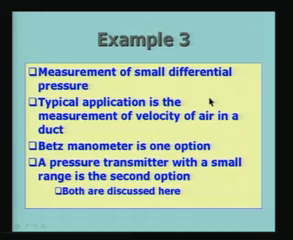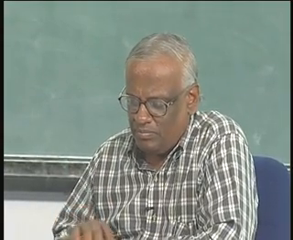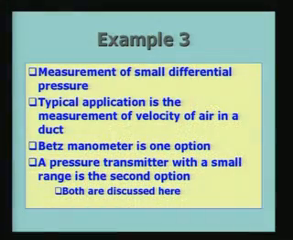The third example I am going to take is the measurement of small differential pressure, delta P, very small delta P. A typical application, of course, is the measurement of velocity of air in a duct or a wind tunnel, for example.